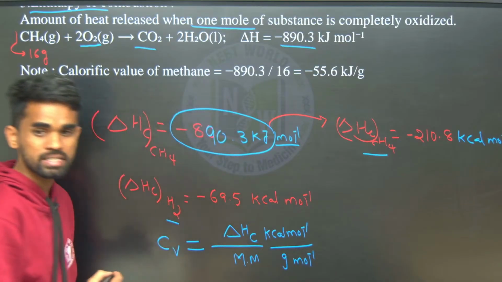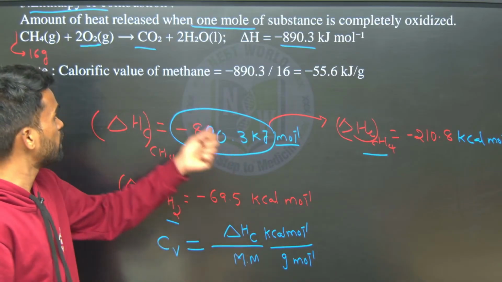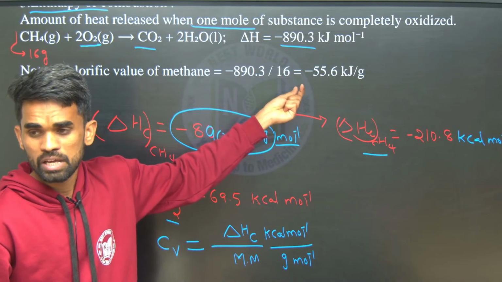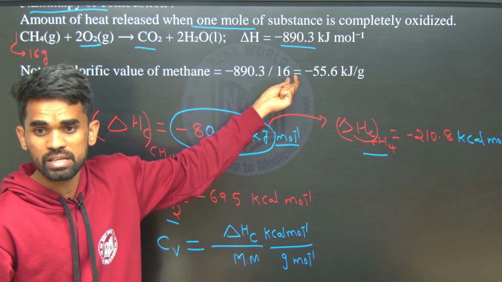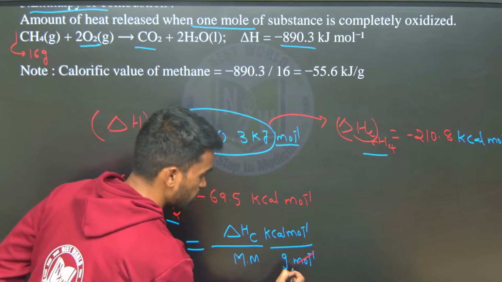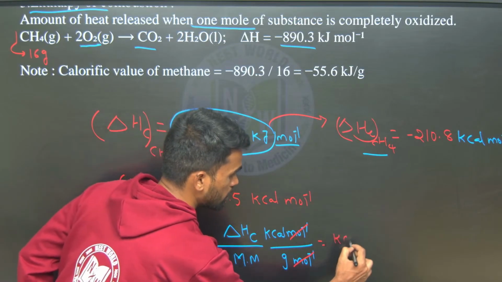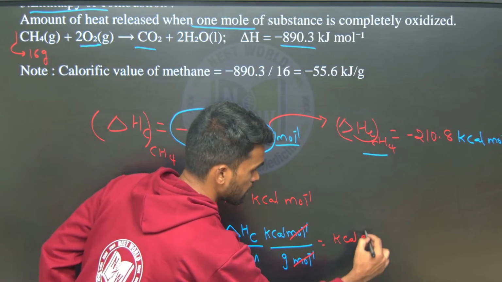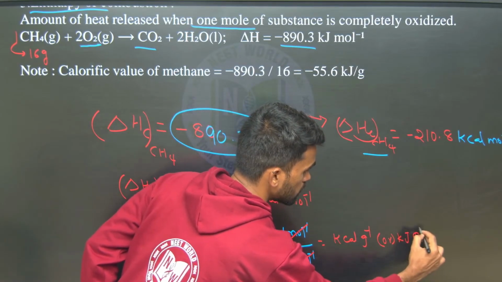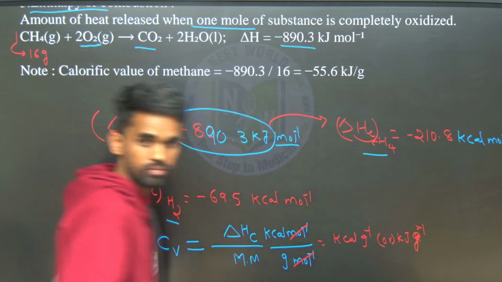Molar mass means gram per mole. For example, for methane the molar mass is 16 grams per mole. If I take 1 mole of methane, it will have 16 grams as weight. So now what is the unit of calorific value? Kilocalorie per gram or kilojoule per gram. We can write it like this.